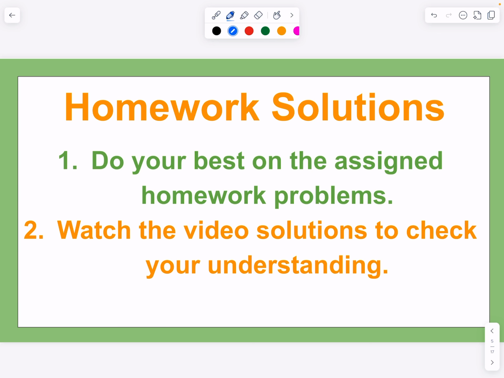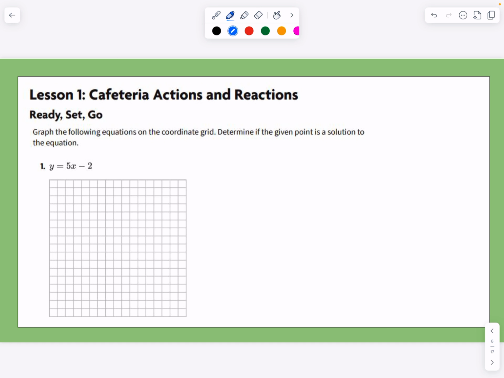Okay, here we go. Let's take a look at homework today. So homework today, first of all, we had several questions where it says to graph the equations on the coordinate grid and determine if the given point is a solution to the equation. Now the given point, I just chopped it off by accident here, is 1, 3. We'll come back to that in just a second.